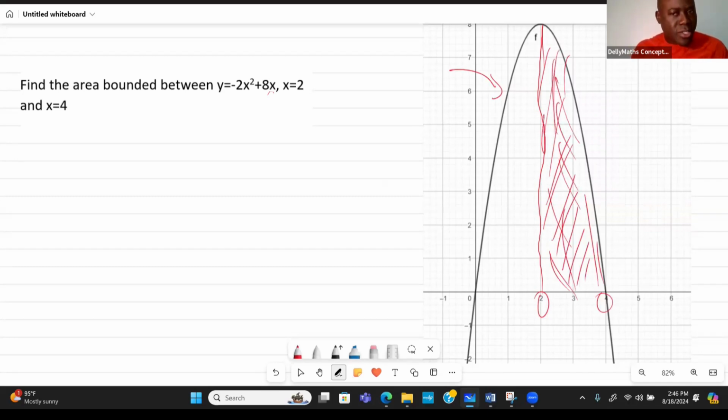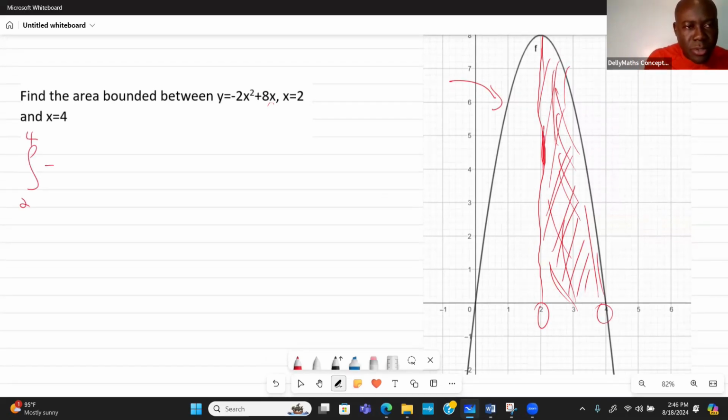Now, interestingly, this one is above the x-axis. So definitely, I am expecting to get a positive value here, because it's above the x-axis. So let us deal with this. We're going to take the integral from 2 to 4 of negative 2x squared plus 8x. So let us apply our integration rule. We're going to have negative 2x to the third over 3 plus 8x squared over 2, and we're moving from 2 to 4.